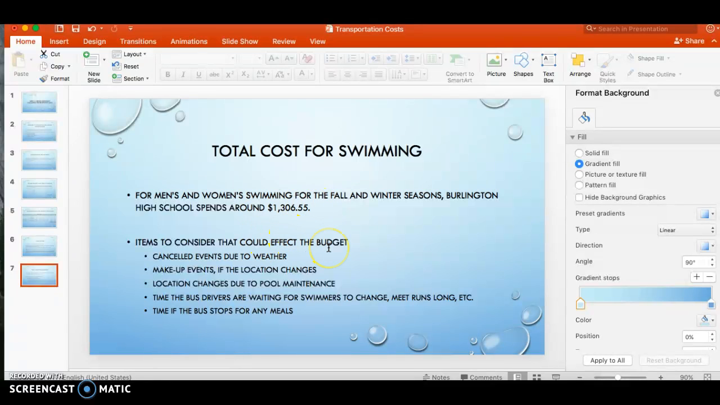Some things to consider though: meet schedules rarely change within the men's and women's swim teams. You really host around the same amount of meets each season, but things that could factor into the budget for transportation costs could be any events that are canceled due to the weather. However, usually those events are made up. Those locations could change. So maybe instead of traveling 3 hours, now the meet is going to be hosted at your home facility. So that could cut back the cost of transportation.